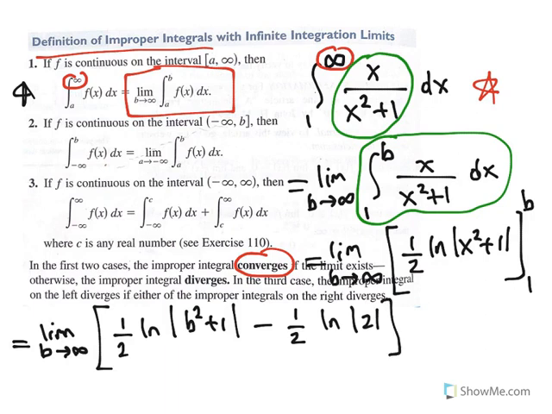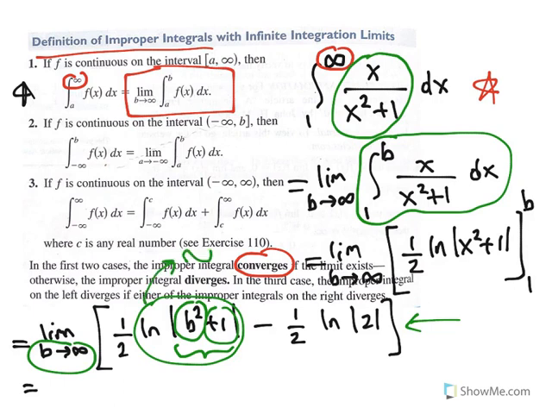So now we need to evaluate the limit that we see here and see if the limit exists. And if the limit exists, we say the improper integral converges. If the limit does not exist, we say the improper integral diverges. So what happens as b approaches infinity? Well, you have natural log of b squared plus 1. If b is approaching infinity, b squared will approach infinity. And when the argument for the natural log function approaches infinity, the natural log function will also approach infinity.